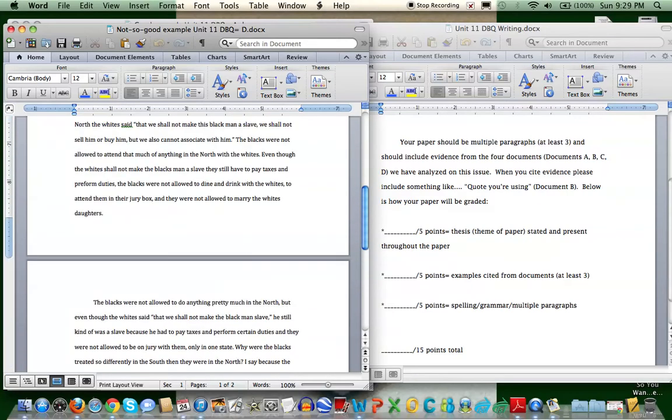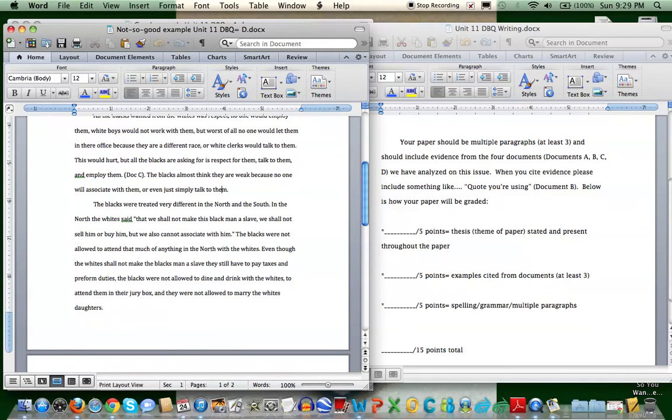And then our third paragraph here: "The blacks were treated very different in the North and the South." Now this right here could easily be your thesis. The blacks were treated very different, but again, if you're going to do that, you would probably want to insert here the free blacks, because that was kind of what we discussed that these papers were going to be about. But if your thesis was the free blacks were treated very different in the North and the South, I think this could be a thesis.